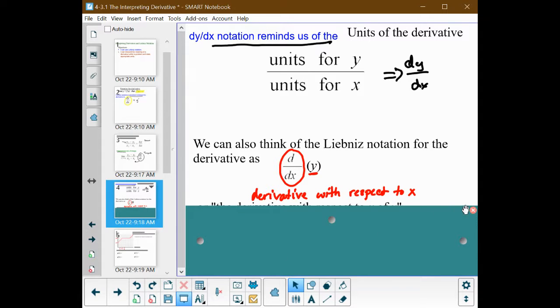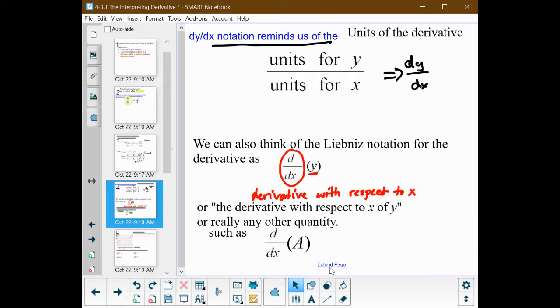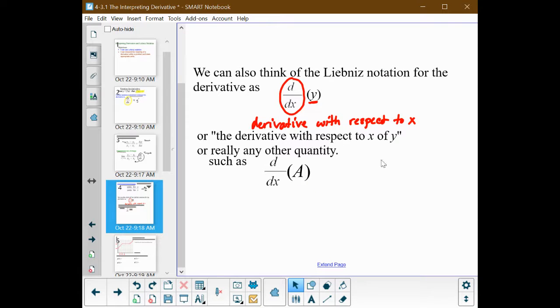And so what we can do with this is we can actually look at this with different functions as well, using Leibniz notation. We can do this with really any function. So we can say the derivative with respect to x of a. We could say the derivative with respect to x of anything, frankly. So this notation works just as well as saying y prime or a prime or f prime of x. The notation is just as useful in those cases.